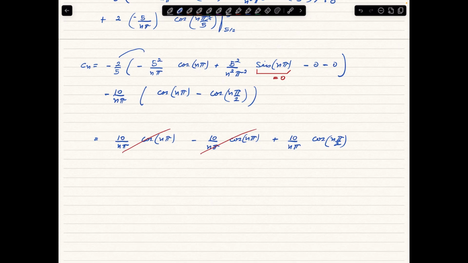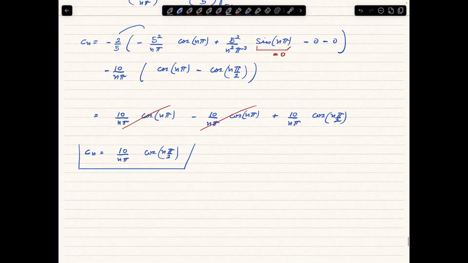Alright, so after a lot of simplifications, the coefficient Cn resulted to be really simple: 10 over n pi cosine of n pi over 2. And here half the terms are 0, the other half are different from 0. But we leave it as it is, enough for us. So this is it. Well, we could do the simplification if we want to, but let's do the simplification.